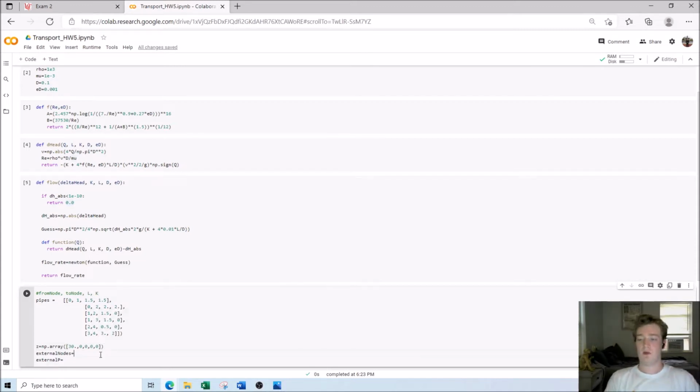Okay, now which nodes were external? That was nodes 0 and 4. And then what were the pressures at those nodes? Let's make an array of, what was it, 200,000?